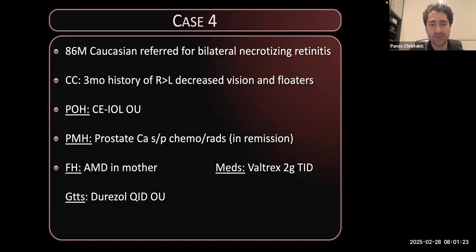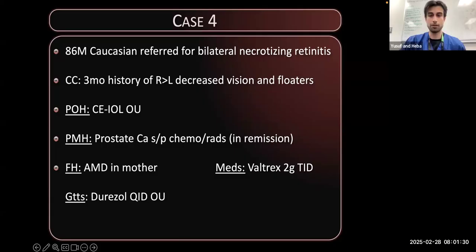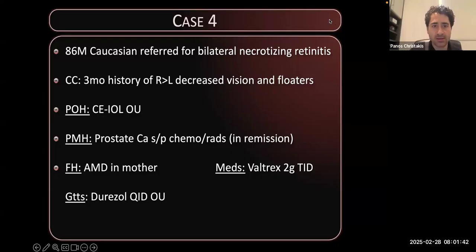Okay, and then Yusuf, you can go ahead for the last case. All right, so guys, this is the last case over here. Case 4 is an 86-year-old Caucasian man who was referred for a bilateral necrotizing retinitis from his ophthalmologist. He complained of a 3-month history of right... Sorry, Yusuf. I'm just going to answer.